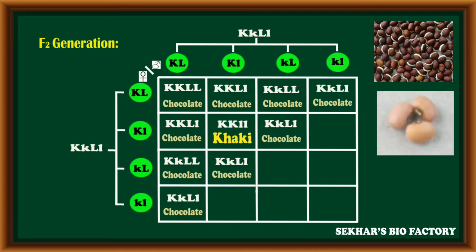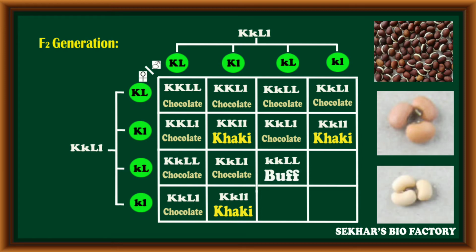In the next combination, the second gene, L gene, is present in recessive condition, so the K gene expresses its phenotype. Because of capital K, small l, khaki color seed coat will be expressed. Capital K, small l, khaki seed coat color will be expressed. In the next combination, capital K, small l, khaki seed coat color will also be expressed. Out of 16 individuals, 3 offsprings have khaki seed coat color.